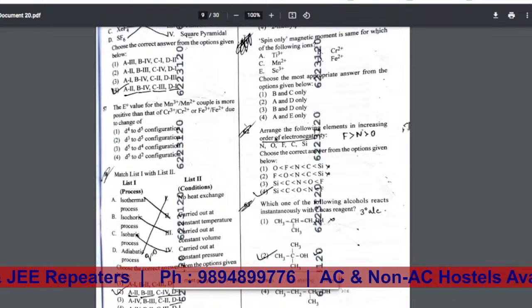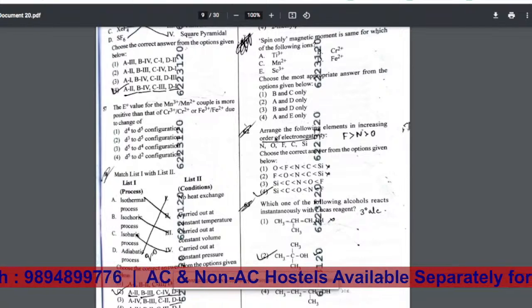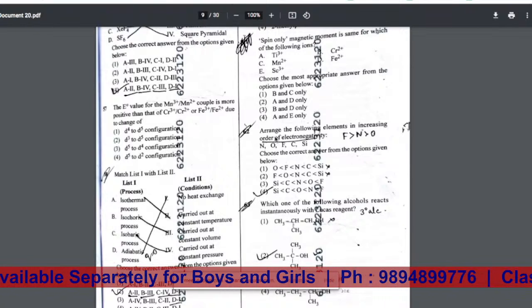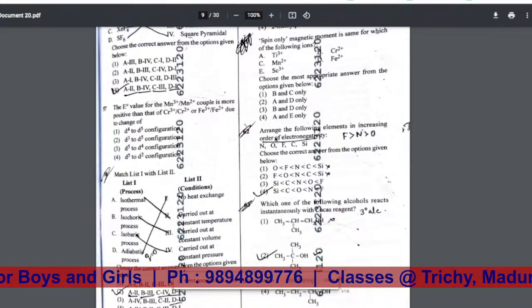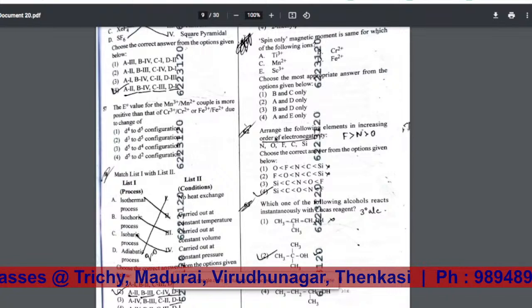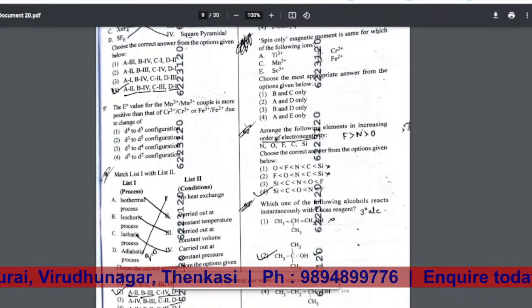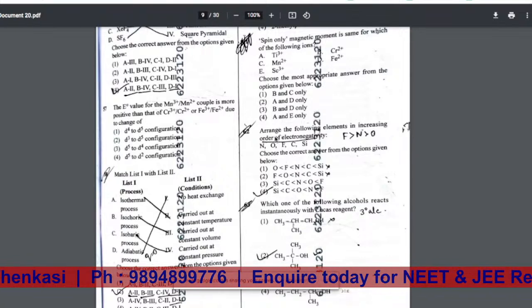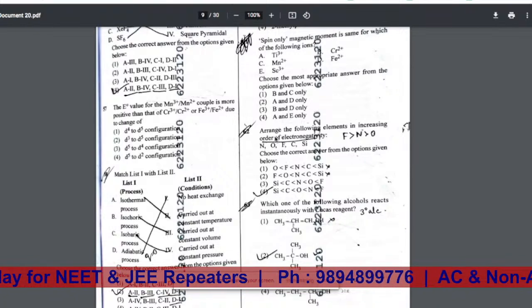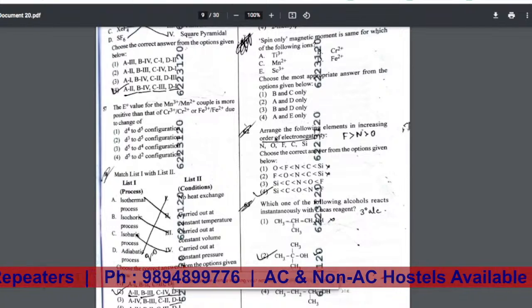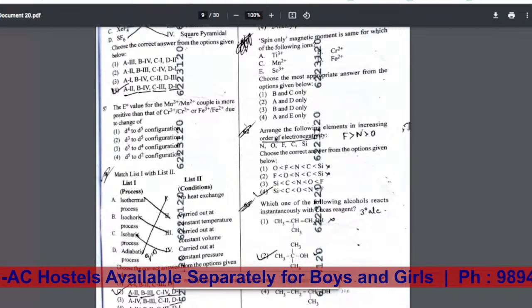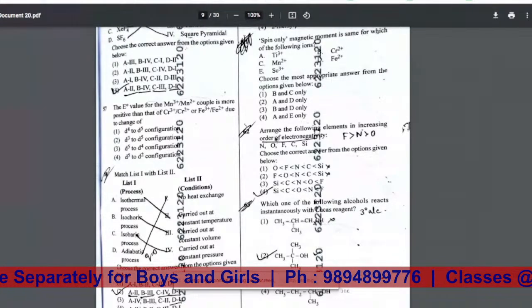Means which option from list second is matching with this? It is matching with the second part, carried out at constant temperature. Adiabatic process means when heat change will not be there, so no heat exchange. So it is matching with the list second first condition.